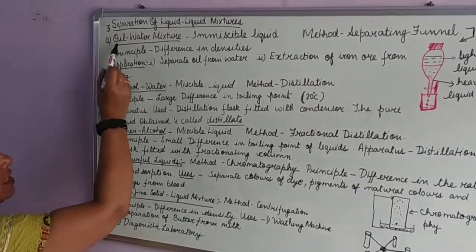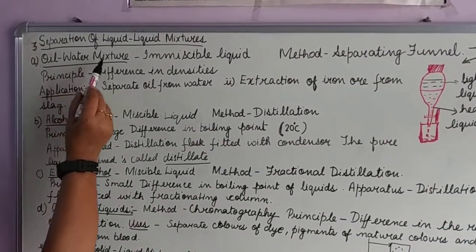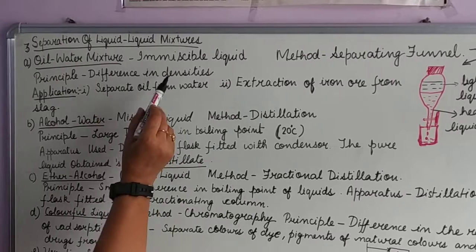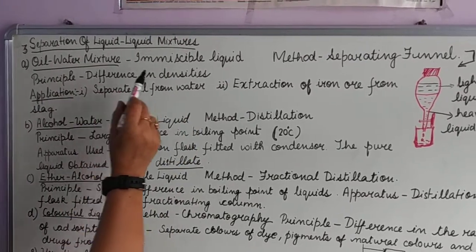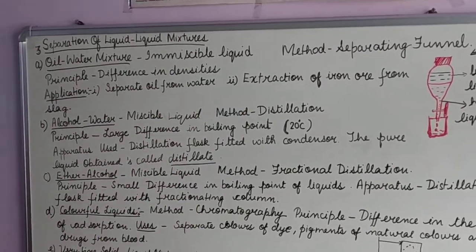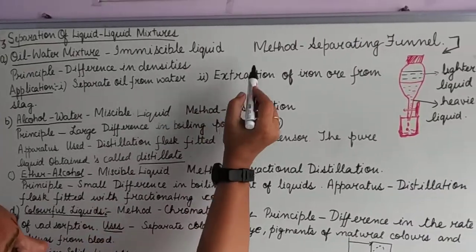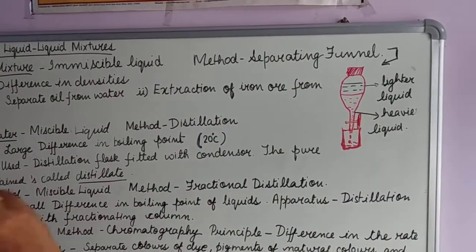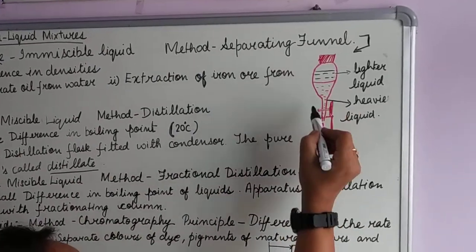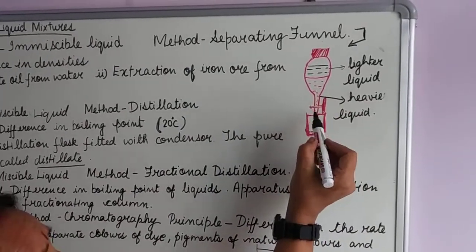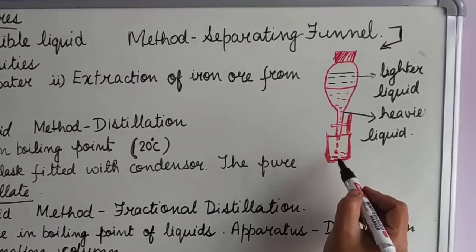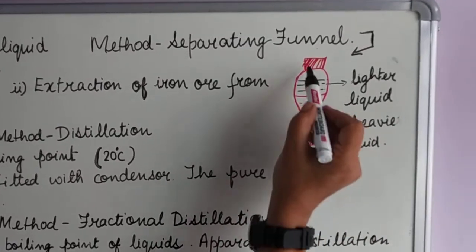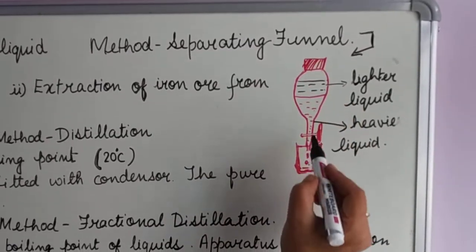Example, the first category is oil-water mixture, where oil is immiscible, or it does not dissolve well in the water. The method used for separation is the separating funnel. I have drawn the diagram of the separating funnel. This is how a separating funnel looks like. You can see the shape. It has a cork which can be opened from the top.